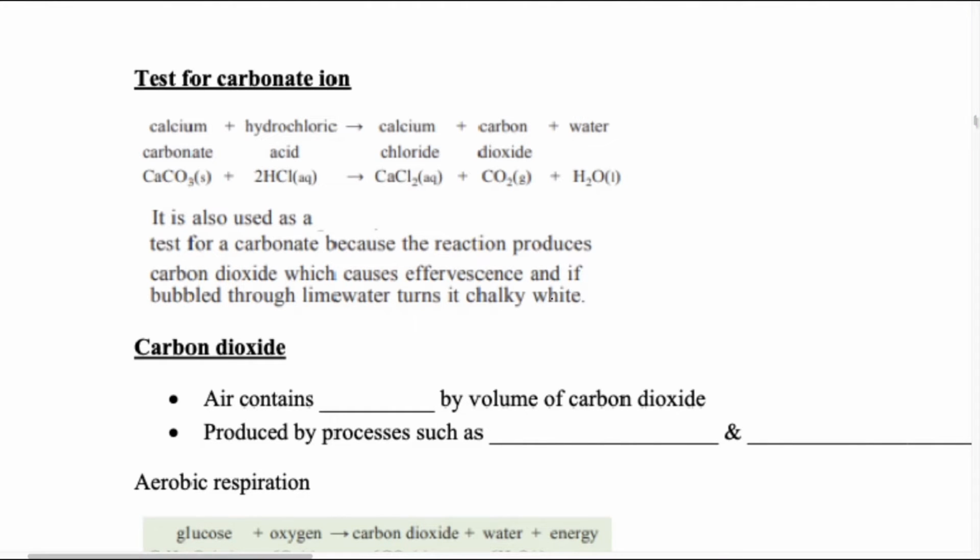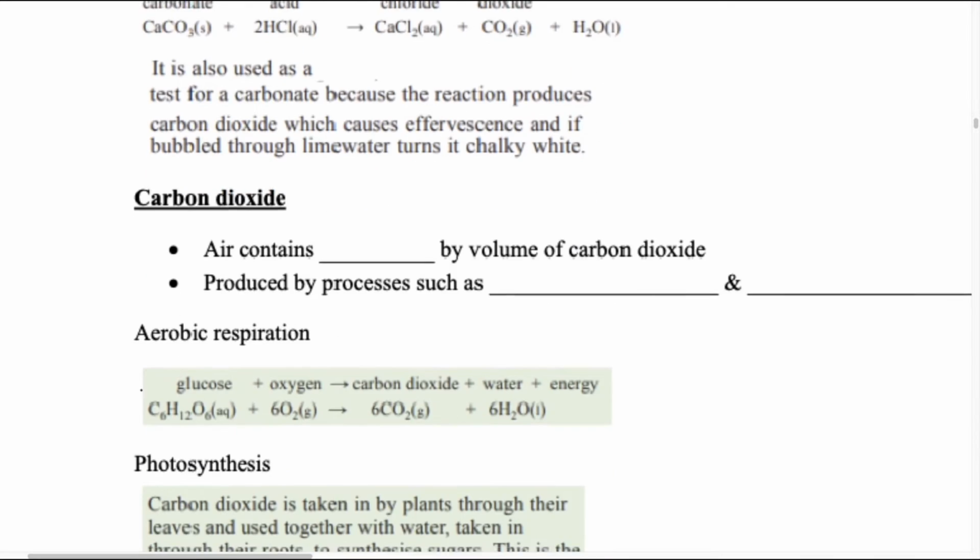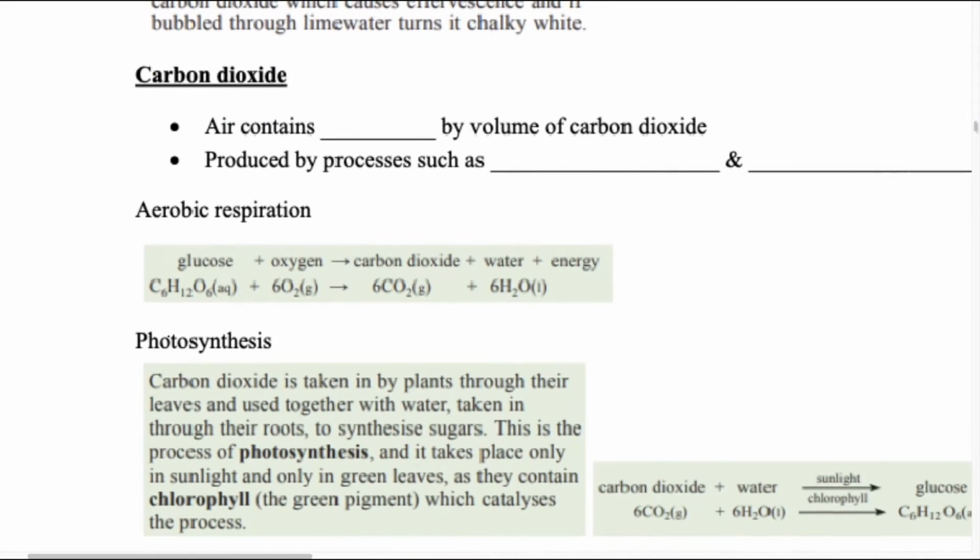Okay, so that means we have to channel the carbon dioxide into lime water, and it turns cloudy or chalky, showing that carbon dioxide is released, and from there we know that the carbonate is present. Okay, so now let's see here, carbon dioxide.